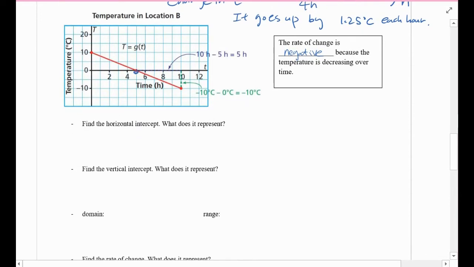So we're going to find the horizontal intercept, which is 5 hours. What does it represent? Same thing. After 5 hours, the temperature is 0.